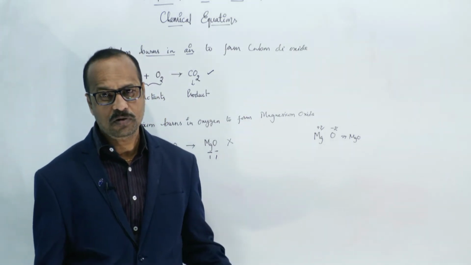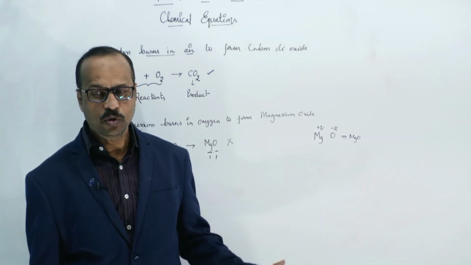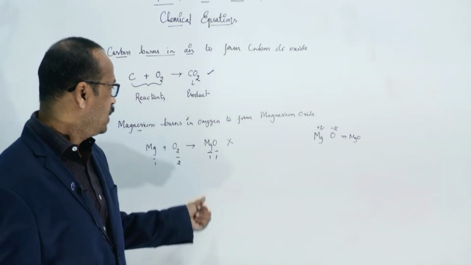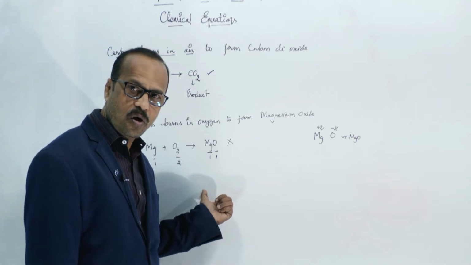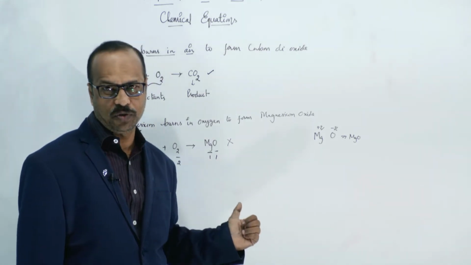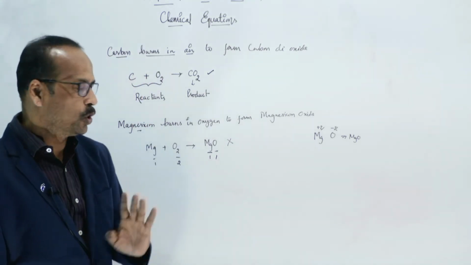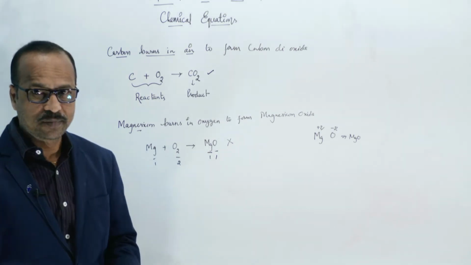Then what happened to that oxygen? Right? So that's the reason this equation is wrong and your teacher may not give the marks to you. Clear to you? Now then what can I do?